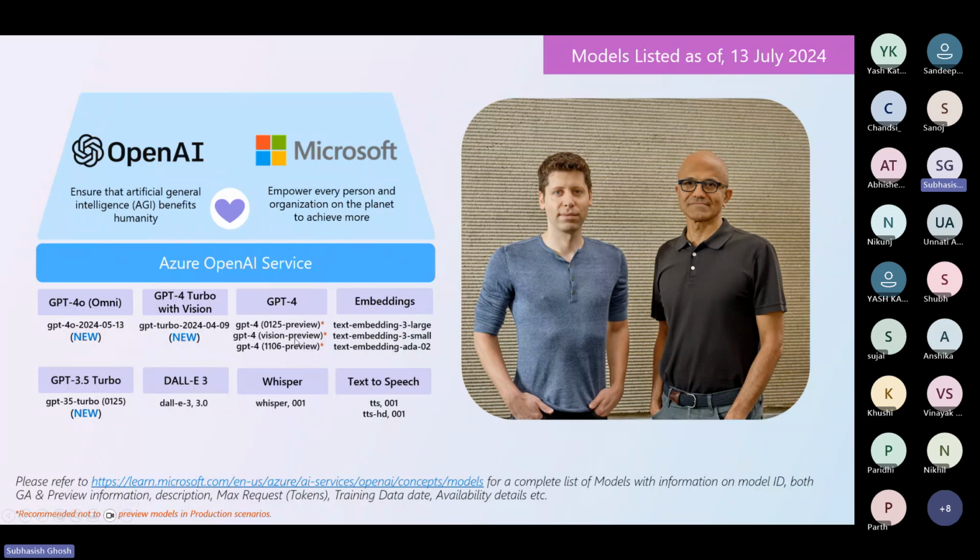But before I move on, just wanted to showcase here that please note these GPT-4 0125, Vision Preview, and 1106. They're all in the preview modes, and it is recommended not to use the preview models in production scenarios, hence they're marked in red. The other ones are all in GA. GPT 3.5, again, my demos today will all be on GPT 3.5.